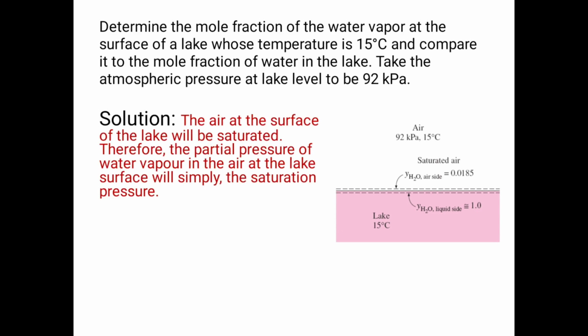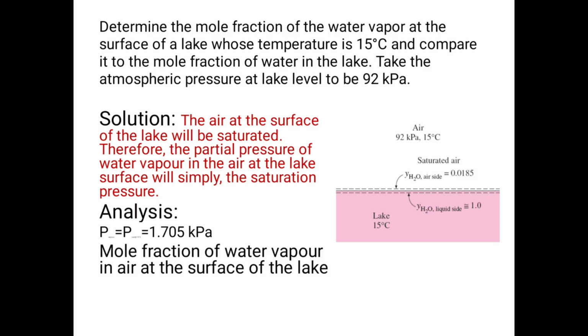Solution: the air at the surface of the lake is saturated, therefore the partial pressure of water vapor in air at the lake surface is simply the saturation pressure. The pressure is 1.705 kilopascal, and the mole fraction of water vapor in air at the surface, y, is equal to P vapor by P, which is equal to 0.185.